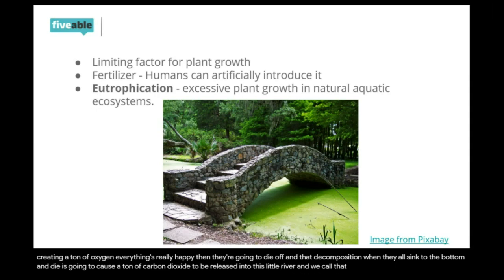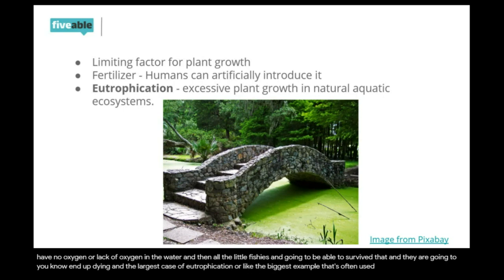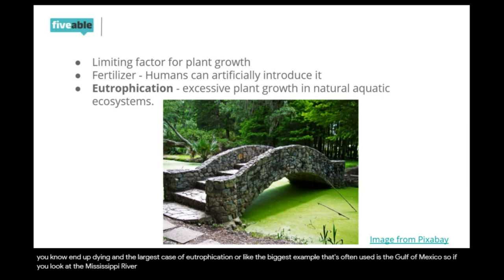And we call that a hypoxic condition. So it's going to have no oxygen or a lack of oxygen in the water. And then all of the little fishes and invertebrates that live there are not going to be able to survive that, and they are going to end up dying. And the largest case of eutrophication, or the biggest example that's often used, is the Gulf of Mexico. So if you look at the Mississippi River and the Mississippi River delta and all of the water that is being drained down that river, it's just massive amounts of farms.